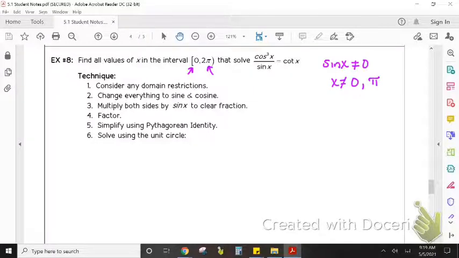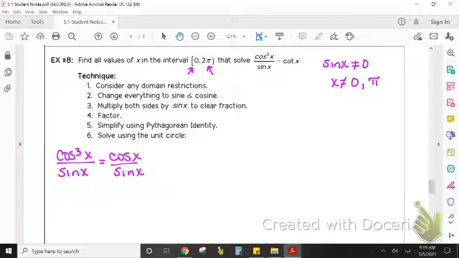All right. So now we just need to work on this. And they gave us a clue here. They said change everything to sine and cosine, just like I told you at the beginning, right? So we've got cosine cubed of x over sine of x equals cotangent of x. Well, cotangent, remember, is cosine over sine.